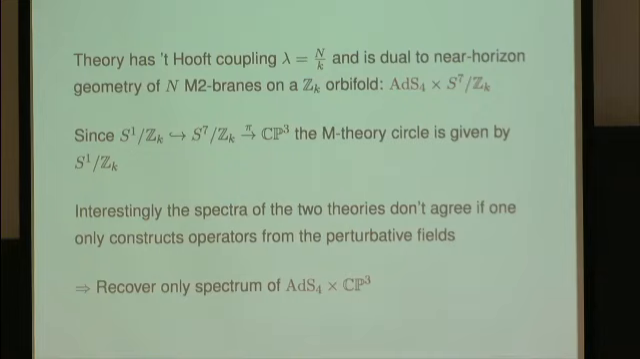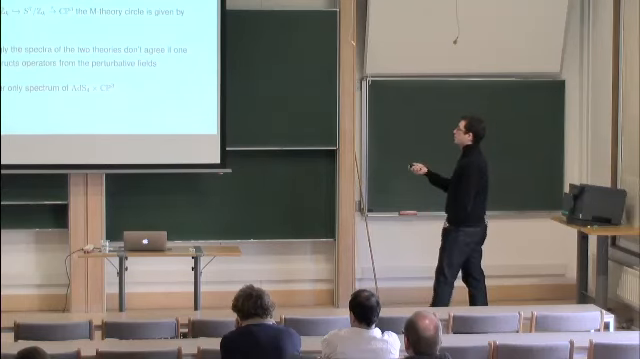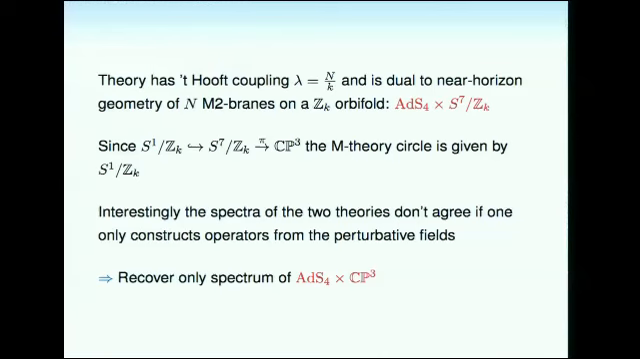And this theory is gauge gravity dual, as we said earlier on, to the near horizon geometry of M2 branes on a Z_k orbifold of M theory. So if you take N M2 branes in flat space, you take the near horizon limit, you end up with AdS4 times S7. If you take a Z_k orbifold which acts on the space transverse to the M2 branes, you end up with this AdS4 times S7 mod Z_k background.